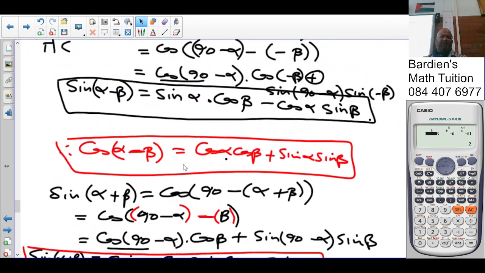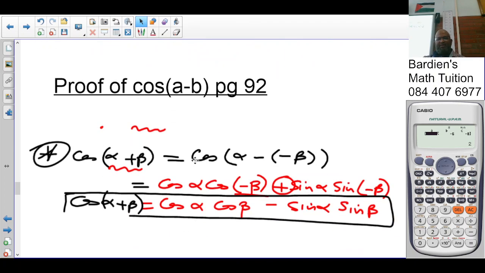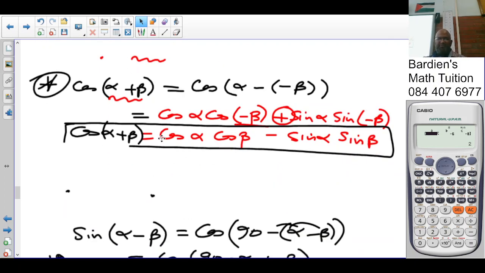So for homework I gave you the 3 formulas you have to derive from the cos A minus B. Okay, the compound angle. Then you have to derive a formula for cos A plus B, which is cos alpha cos beta minus sin alpha sin beta. You are going to get one of these 3 in the exam. I'm telling you now already.